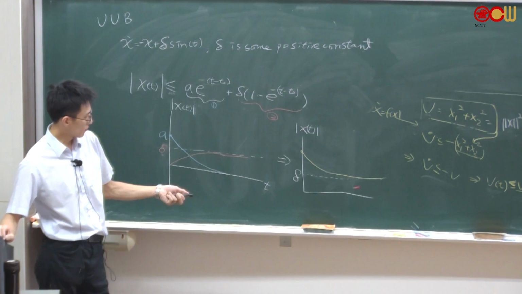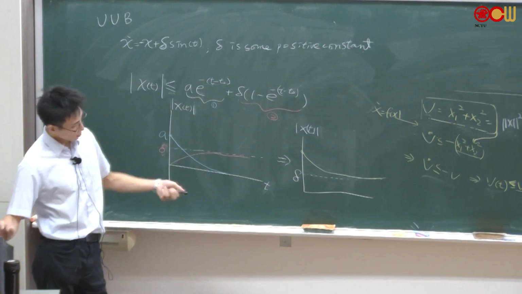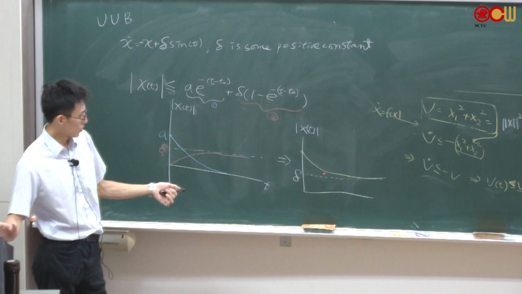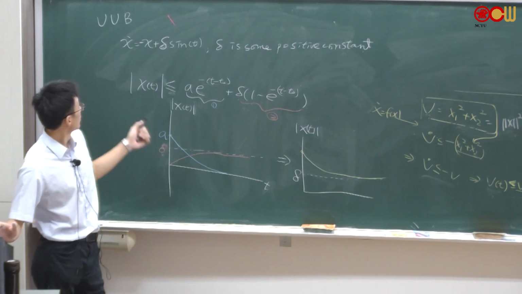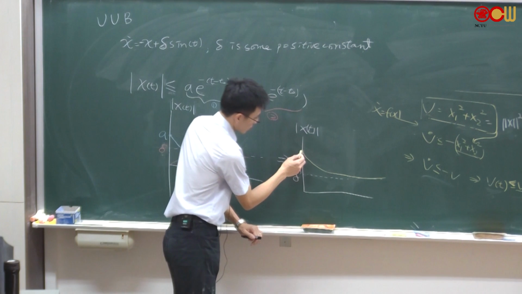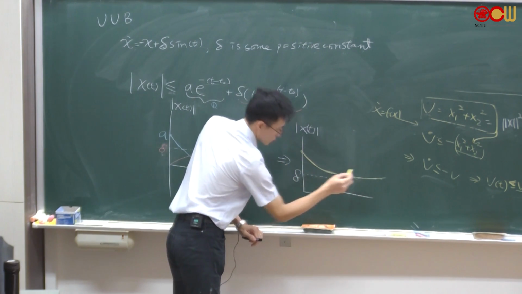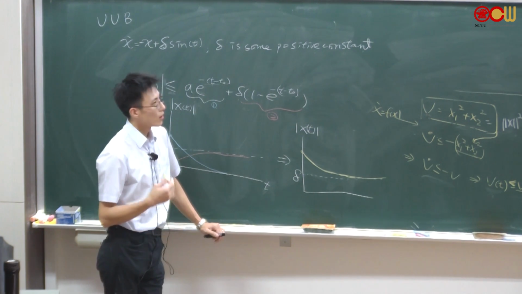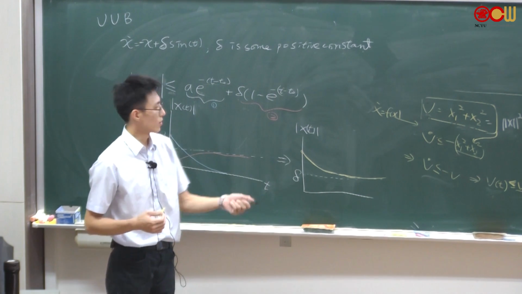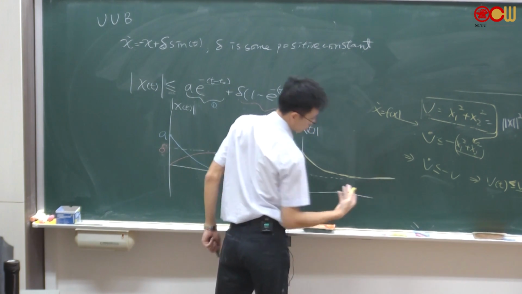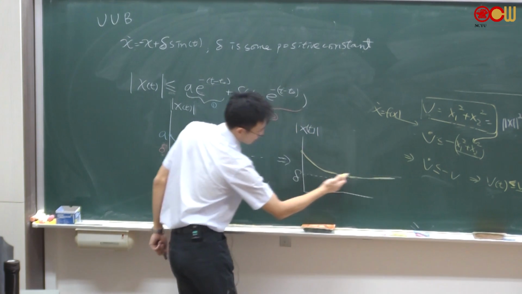So x(t) doesn't converge to 0, but it also doesn't go anywhere. It doesn't go to infinity. It's approaching this delta value. So we say it's uniformly ultimately bounded because the decay rate is exponentially fast, and eventually it converges to this. So you can say it's bounded by some constant.